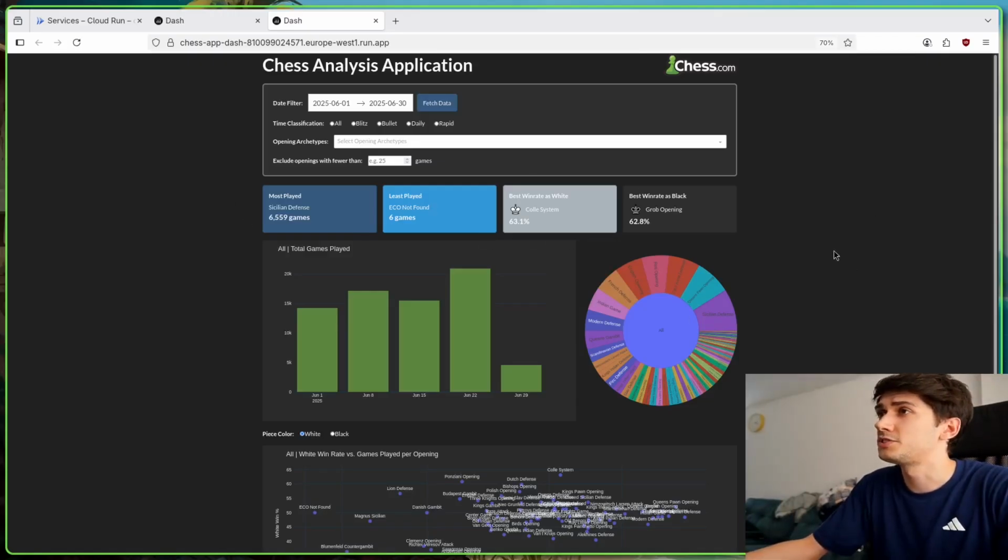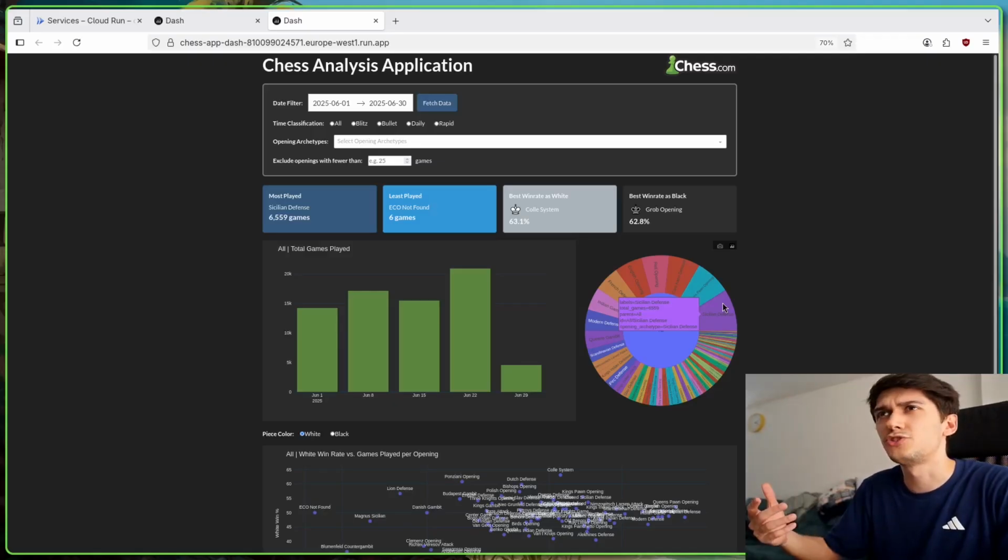You've got a few KPI tiles here, so you can see the openings with the most games played and the least games played, as well as that for the respective piece colors, that's white and black. We can see what the best win rates are. So for example, the Caro-Kann system, we got 63%, and for the Grob, we got a 62% win rate as black. As well as that, we can see the frequency of the games played on a weekly basis, and right next to that you can see the relative popularity of the opening archetypes that have been played in that filtered selection.